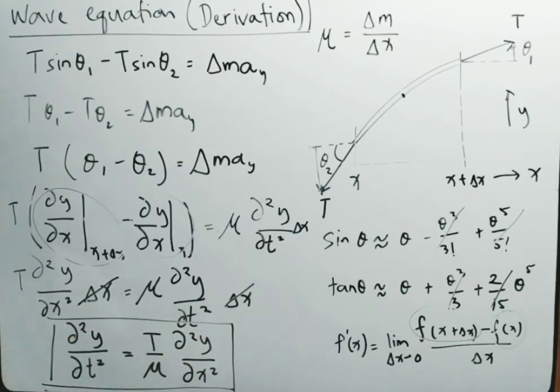This is what we call the wave equation. This is for physical waves, like a string. This equation is a differential equation. If you take the second derivative in time, you get the second derivative with respect to the position of y, and then we have here the tension T over mu, which is the mass per unit length.